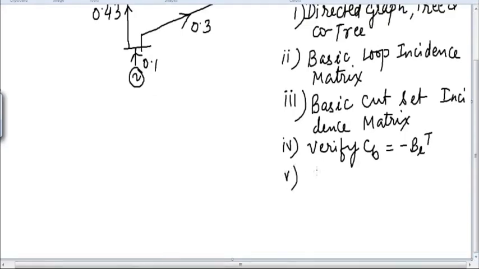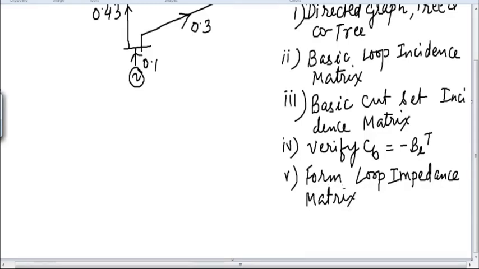Then the fifth point they have asked, let us see: form loop impedance matrix. Now check what is asked in the problem. Now instead of incidence they have asked for impedance matrix. Just now we had written the formula for loop impedance matrix.